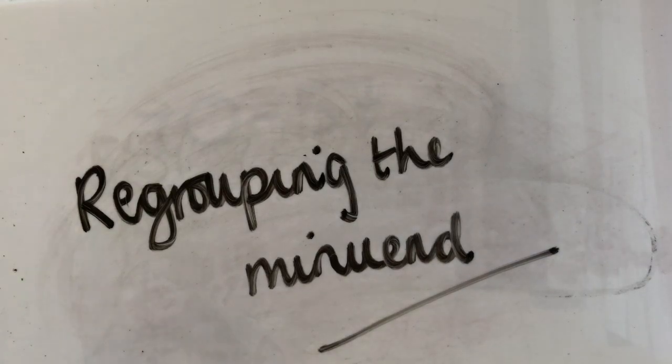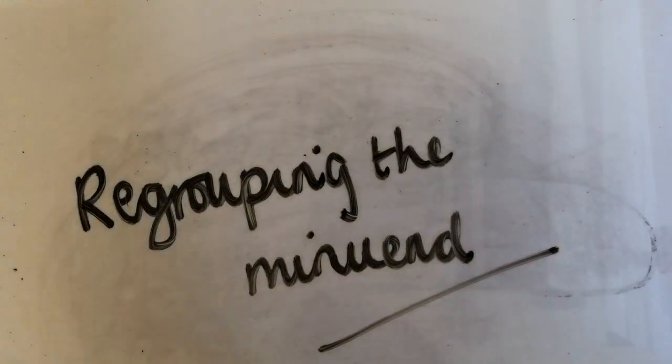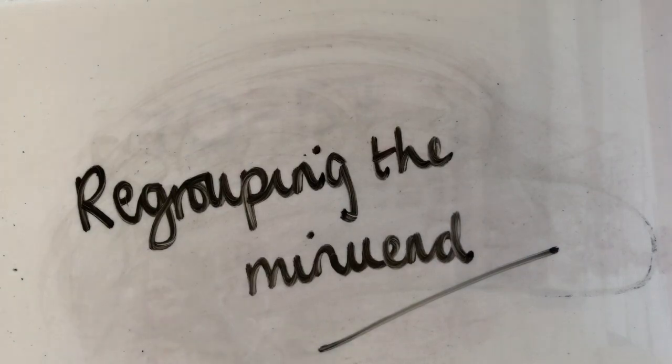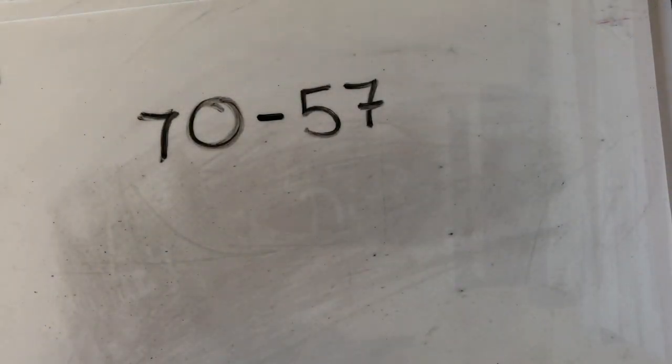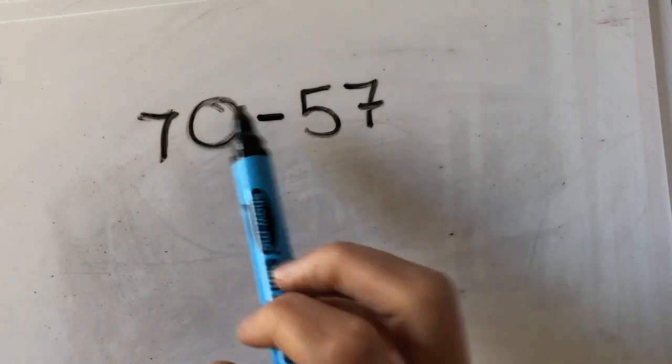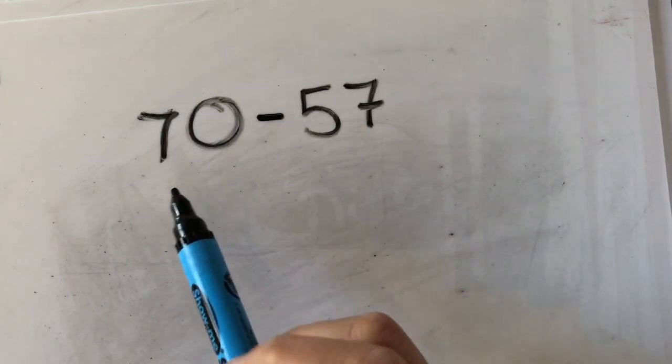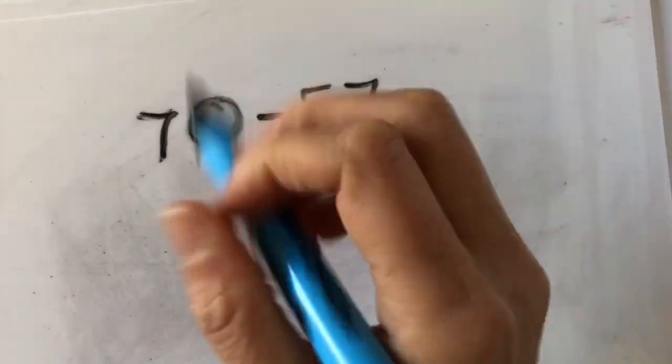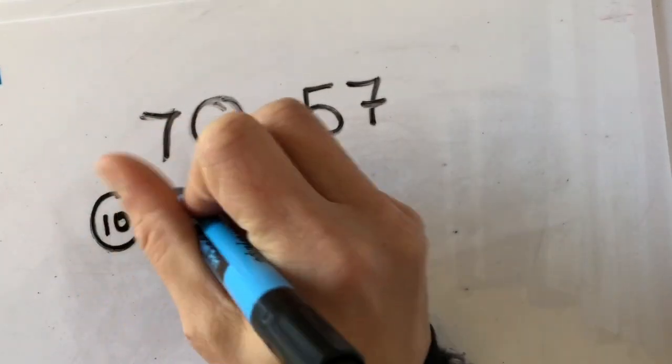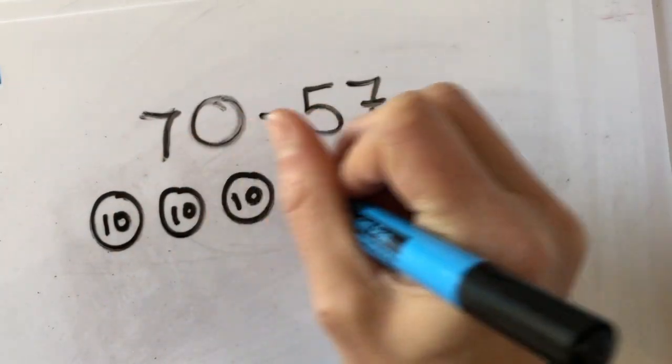Okay, I'm going to talk about regrouping the minuend, which again is a mental method for subtraction. So I'm going to look at the calculation of 70 take away 57. Now the minuend is the number that's being reduced, so 70 is our number that is being reduced. So 70 is obviously made up of 7 tens.